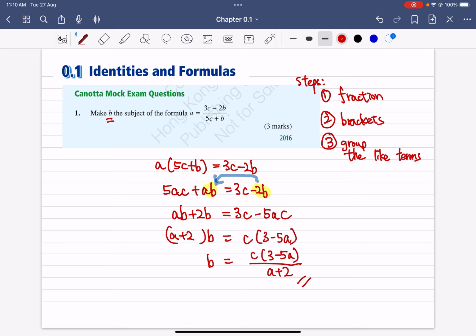So remember the steps. First of all, remove the fractions, because originally it's a fraction. Try to multiply this term on the left hand side. And then remove the brackets, from here to this one. And group the like terms. So you try to put the like terms on the same side. At the same time, you have to factorize so that you can have the single b here. You have to take out (a plus 2) times b. So at the end, you can write out the answer.